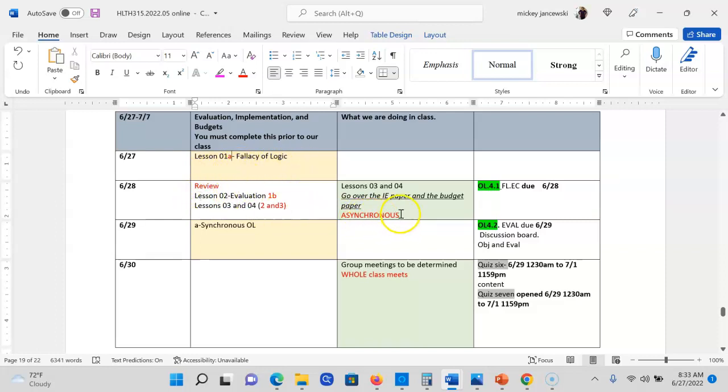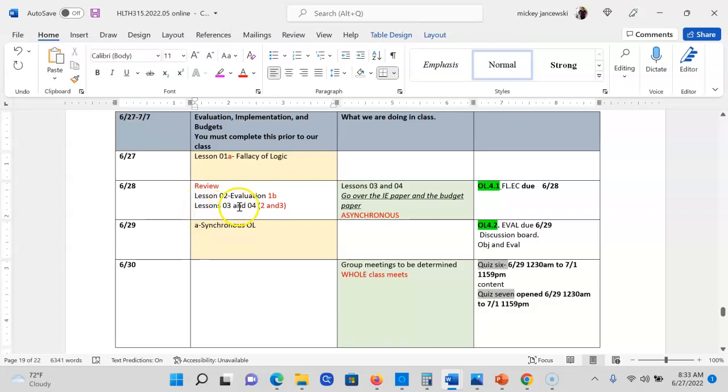And then on Tuesdays, we usually meet synchronously. And this week, Tuesday will be asynchronous. What you should do for that is go over lesson 2, which is called 1B in Blackboard, on evaluation. And there's a discussion board that goes with that, and we'll look at that.